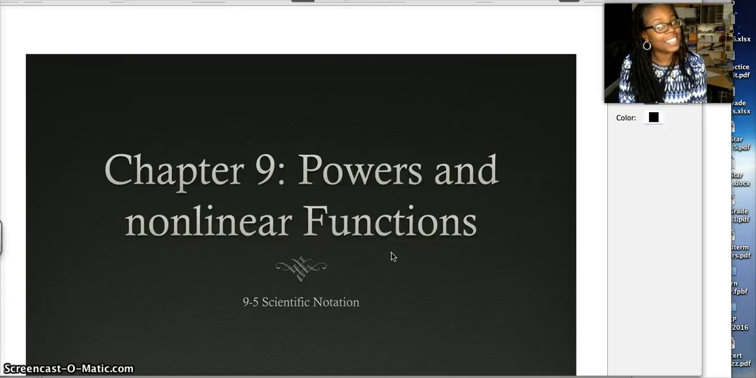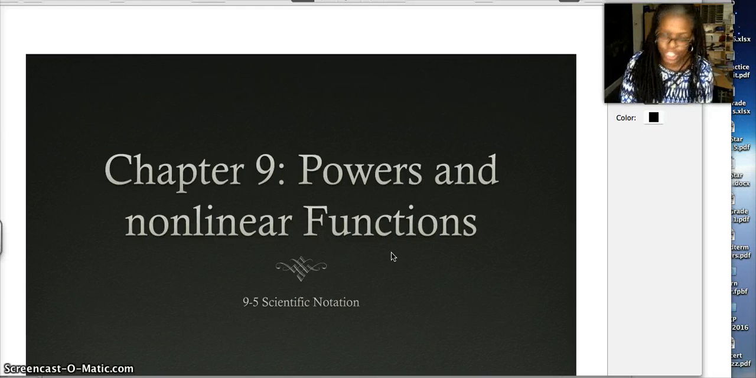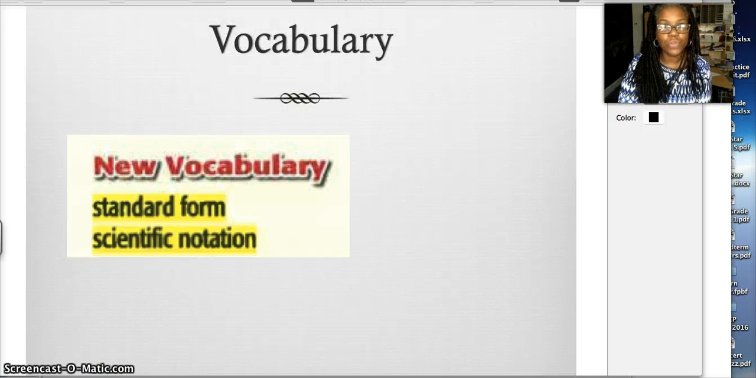Hey friends, we are still in chapter 9 and we're looking at section 9.5, scientific notation. And the cool thing is that scientific notation is going to be a review, which is fine. So this shouldn't be too hard, nor should the lesson take too long. Let's get started. We only have 2 vocabulary words, and as I said before, this should be review.